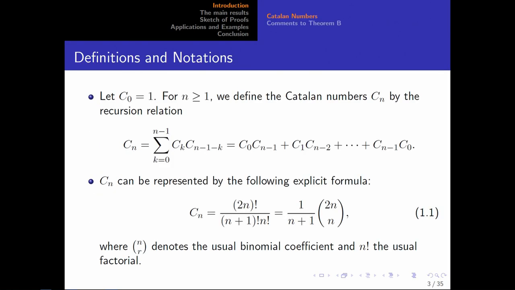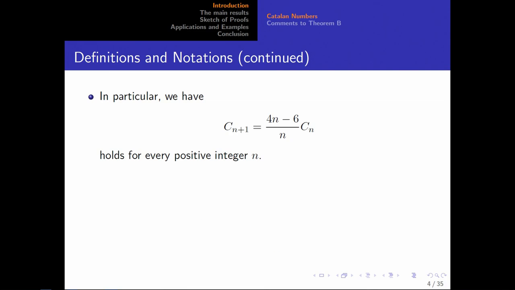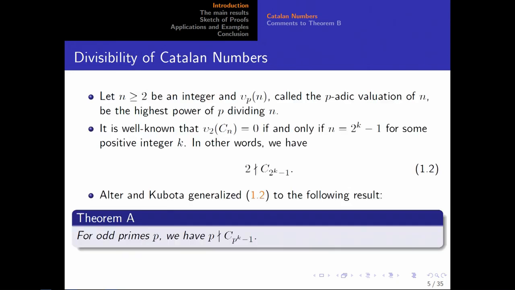Firstly, we define C0 is 1, and Cn is this recursion relation. And Cn can also be represented by this explicit formula. Particularly, we'll have this formula holds for every positive integer n.